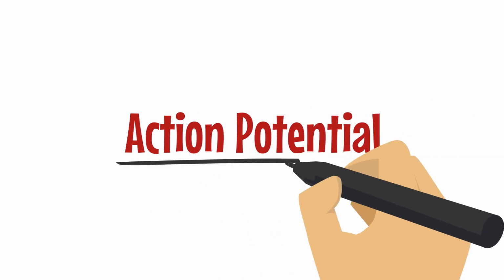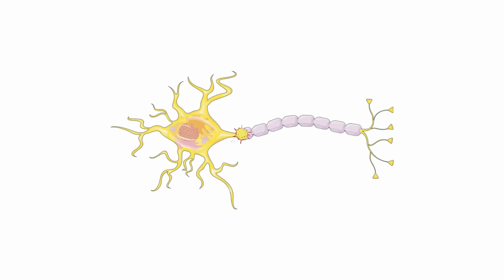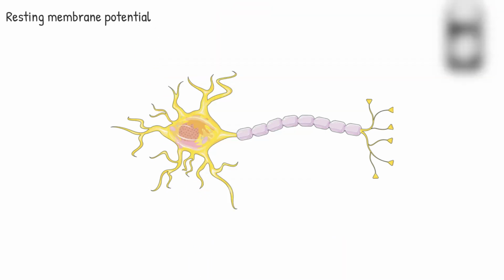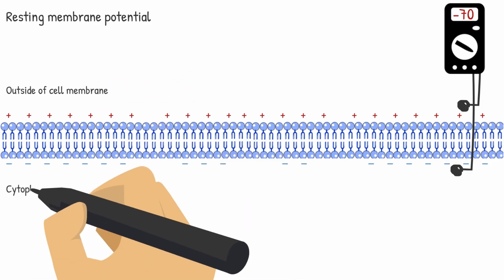This lecture is about action potential. In a neuron, or nerve cell, an action potential refers to an electrical impulse, which travels through the axon. To understand the action potential, first we should know about the resting membrane potential, which is about -70 mV. -70 is the charge difference between the two sides of the cell membrane.